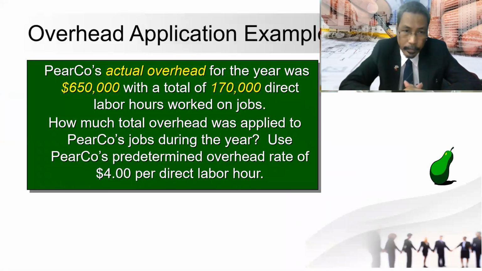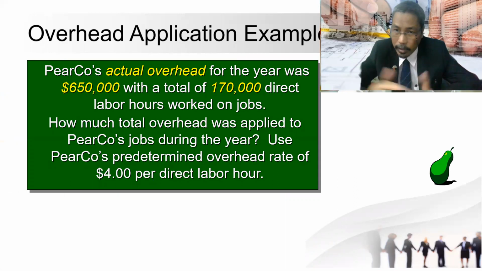For example, Perco's company actual overhead for the year was 650. So this balancing act, we have to balance it out at the end of the year, on a per year basis, not per day, not per week, not per month, so per year. So for the year it was $650,000 with a total of 170,000 direct labor hours worked on jobs. How much total overhead was applied to Perco's jobs during the year? Use Perco's predetermined overhead rate of $4 per direct labor hour.